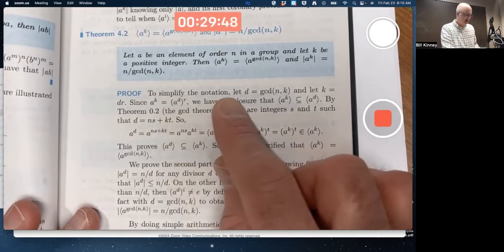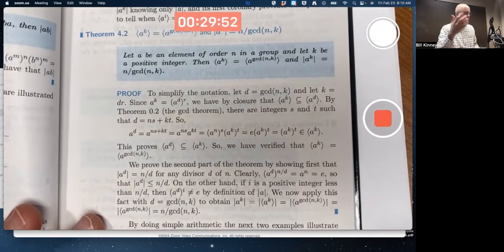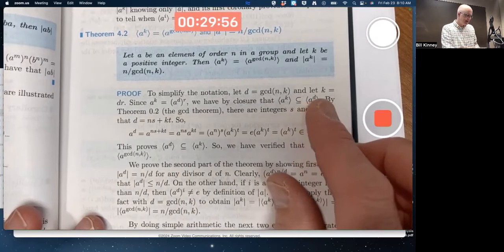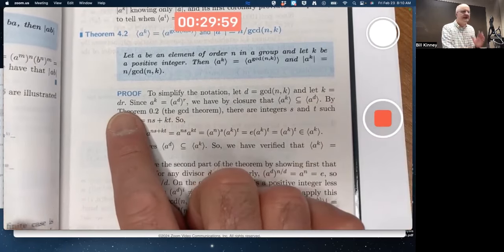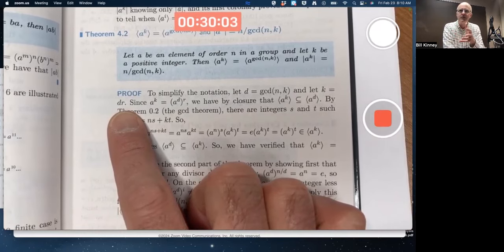First, to simplify notation, let D be the GCD of N and K. Just keep that in your mind. As you read, D is assumed to be the GCD. Let K be D times R. Why can you say that? Always ask yourself that kind of question. Why can we say the next step is true?